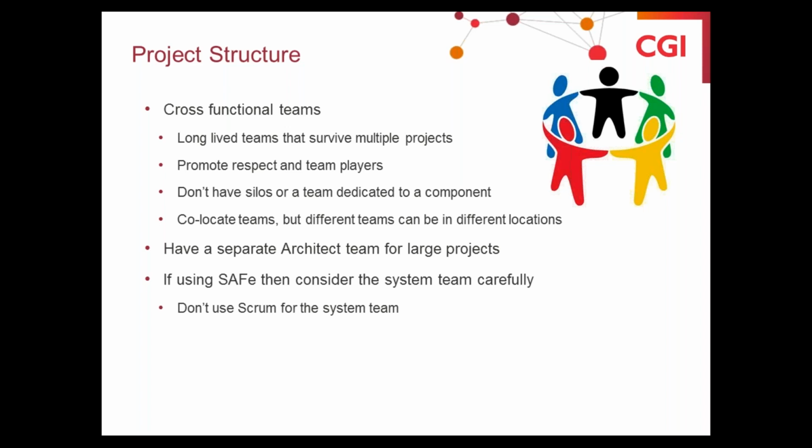If you're using the Scaled Agile framework, then consider the system team carefully. I think the system team is a really good part of the Scaled Agile framework. They're there to help look after the CI/CD pipeline, to integrate what the other teams are doing, and to help maintain the tools, support the other teams, but also to help deploy the outputs of those teams.